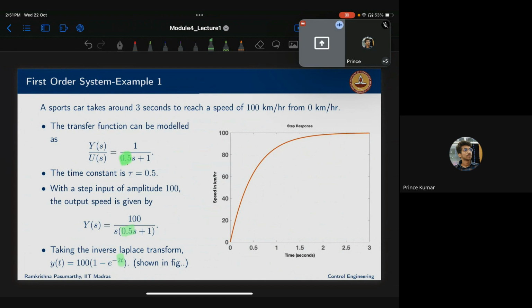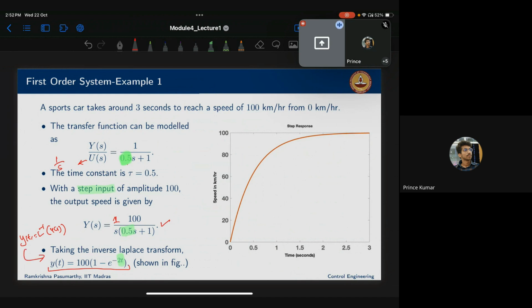Now for this take a step input. That means your u of s is 1 by s. Step input transfer function is 1 by s. So then y of s goes this side, you'll have this 1 by s here. Again divide that into partial fractions, you have this response. So the time response, y of t, is nothing but L inverse of y of s. Take the inverse Laplace for this, you get this.